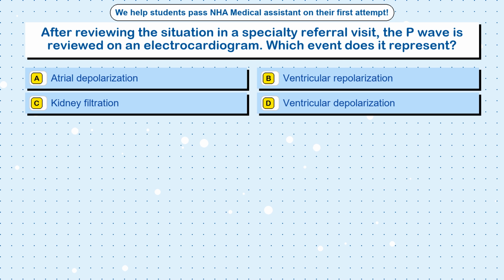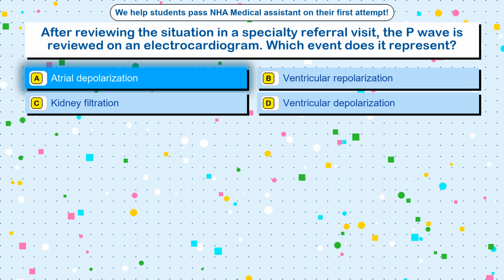Question 39. After reviewing the situation in a specialty referral visit, the P wave is reviewed on an electrocardiogram. Which event does it represent? Option A. Atrial depolarization. Option B. Ventricular repolarization. Option C. Kidney filtration. Option D. Ventricular depolarization. The correct answer is option A.